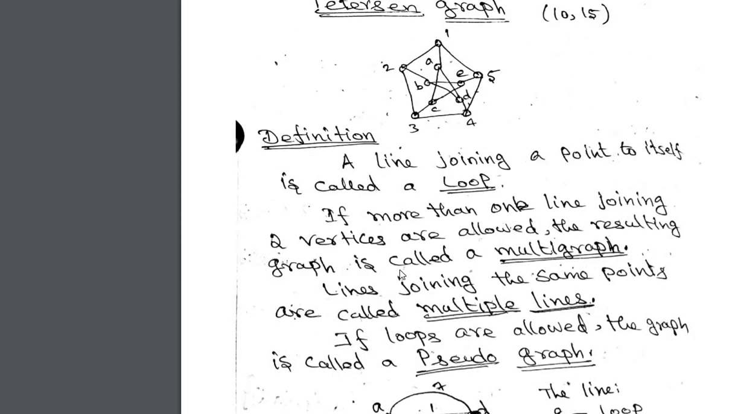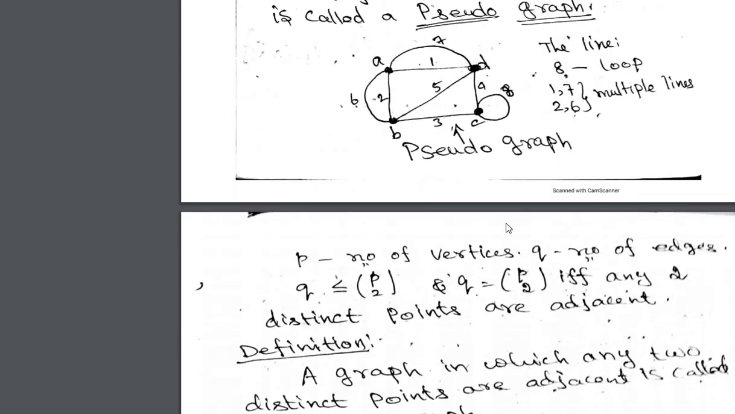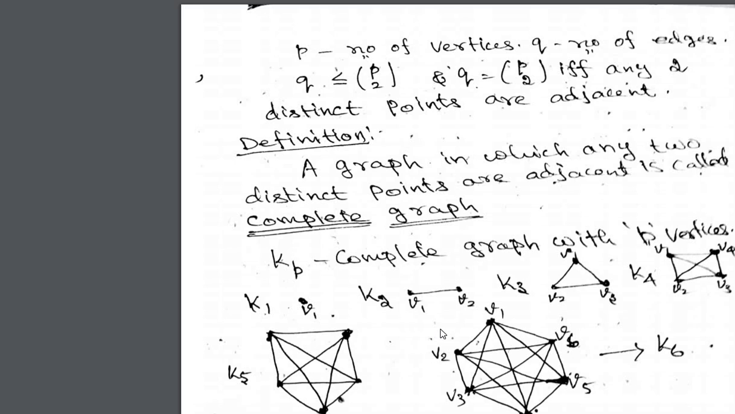Next, multiple lines. Lines joining the same points are called multiple lines. If the graph has multiple lines, that is called a multigraph. If the graph has a loop, that is called a pseudograph. And the notation p and q, number of vertices and number of edges. The relation is that q is always less than or equal to pC2, and q is equal to pC2 if and only if any two distinct points are adjacent. The next one is the complete graph. Complete graph means any two distinct points are adjacent.